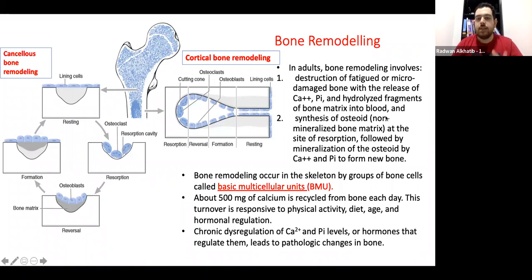So all of this process happens by a collection of cells that we call the basic multicellular unit. And in this process, around 500 milligrams of calcium, around half a gram, so it's literally minimal, but this process happens every single day. About half a gram of calcium is being removed from the bones, and then a new half a gram of calcium we add again to the bone. So we remove the old 500 milligrams, and then we add a new 500 milligrams, and this process keeps going on and on every single day. And of course, this process is regulated by many hormonal levels, and any imbalance between the destruction and the building will cause us trouble for the bones.